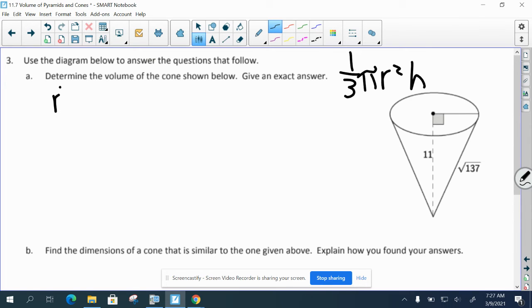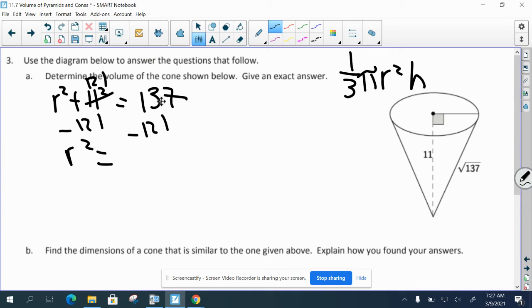Okay, so we're going to do r squared plus 11 squared equals the square root of 137 squared, which is just 137. 11 squared is 121, so if you subtract 121, you get r squared equals 16. So that means your radius is 4. Okay, so that worked out nicely.